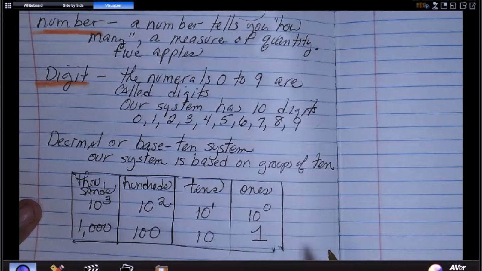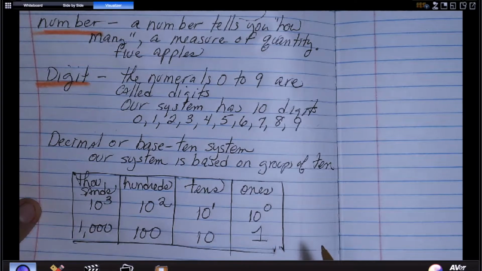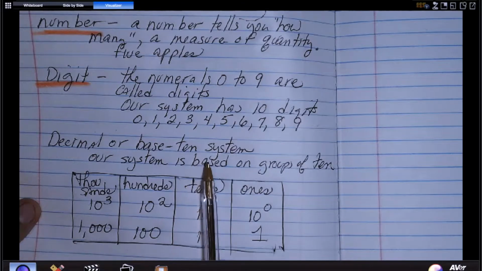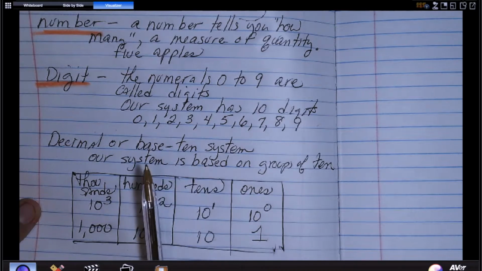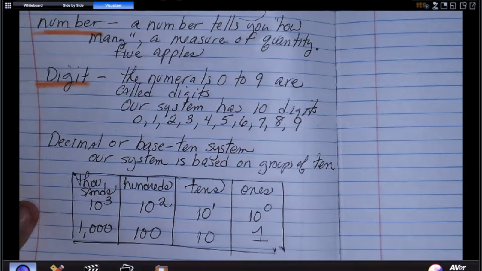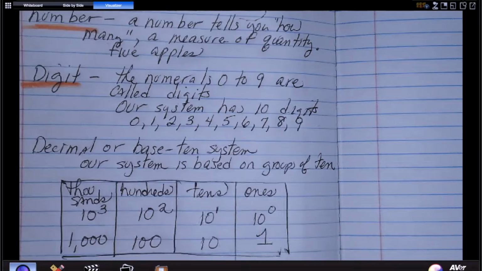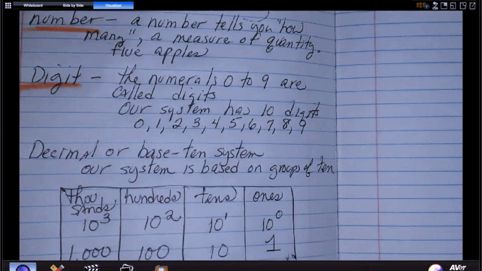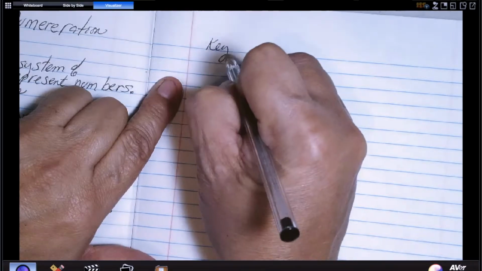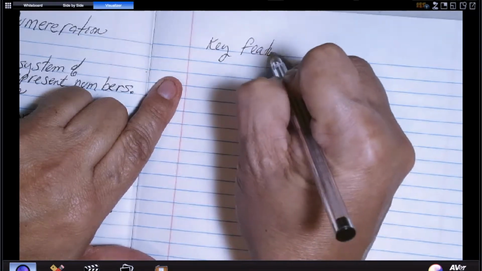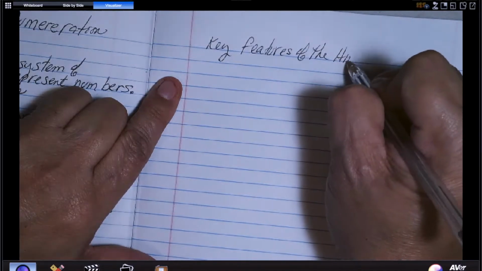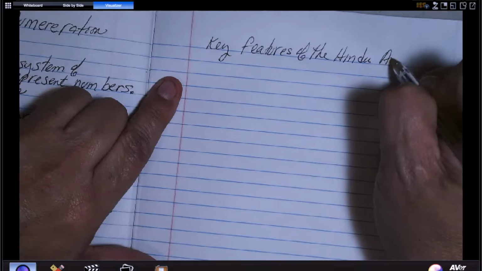So our base 10 system is based on groups of 10. If I multiply 1 times 10, I get 10. 10 times 10, 100. Times 10, 1,000. So as we're going across, we are multiplying by 10. Okay, so let's summarize. And let's look at the key features of the Hindu Arabic numeration system.